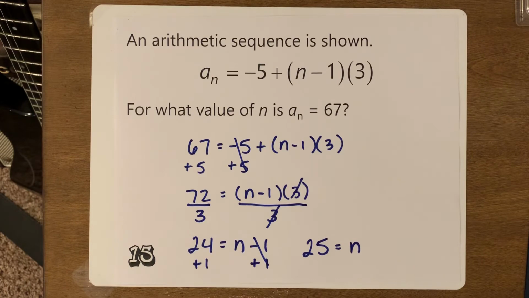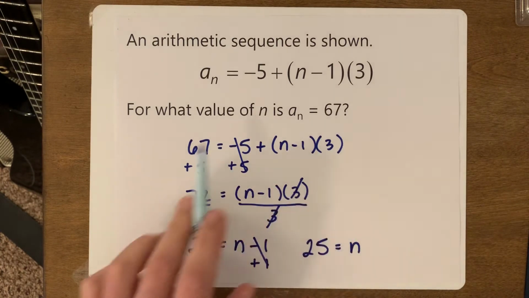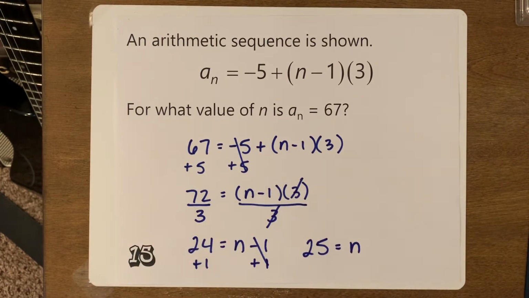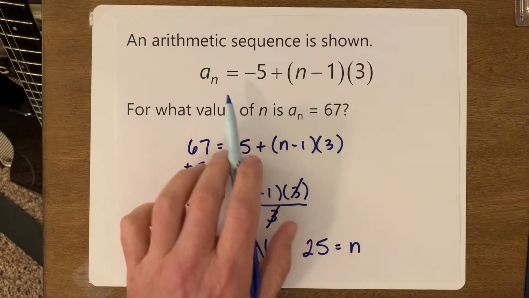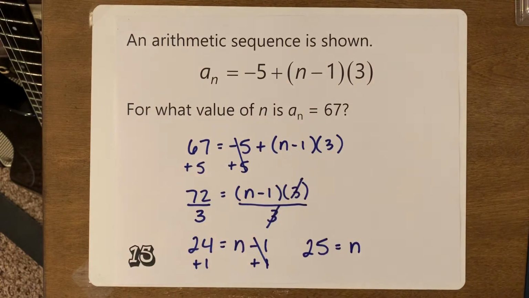I would really not want to write out every term here until I got to the 25th one to arrive at 67. I'd want to have some way of getting that answer without having to sit there and plug n values in over and over again until I got up to 67. And this right here took all of probably 20, 30 seconds. So that one's not that big of a deal.